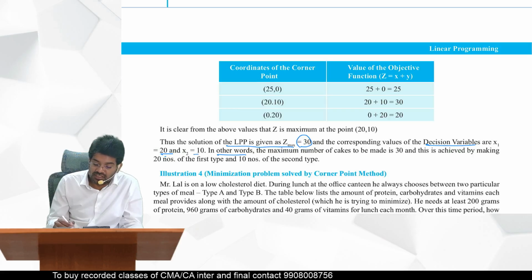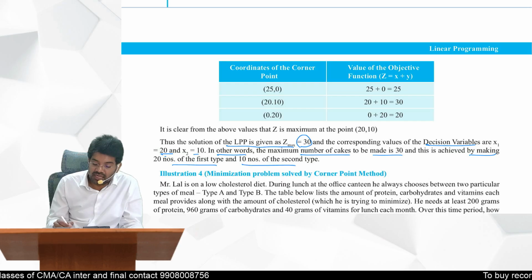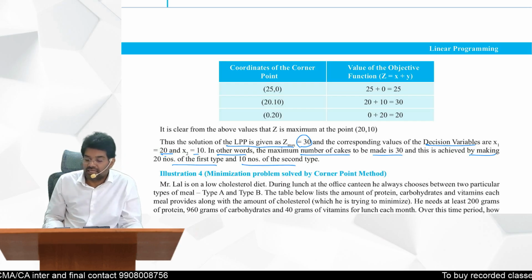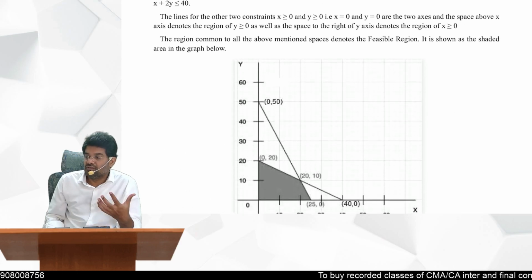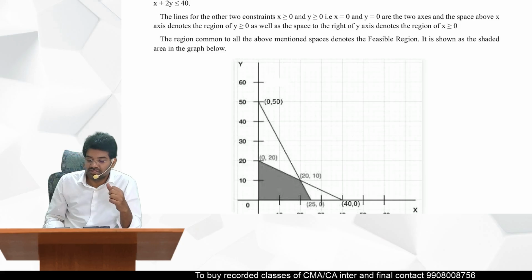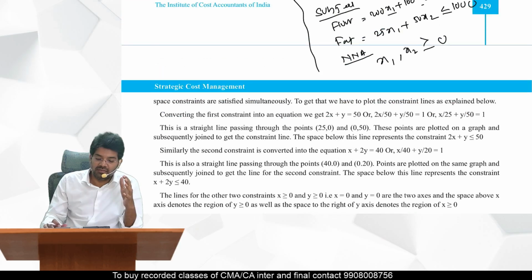In other words, the maximum number of cakes to be made is 30, and this is achieved by making 20 of the first type and 10 of the second type. So this is your graphical method. The objective value you should take higher in case of maximization and lower in case of minimization. Alright, so this is your graphical method.